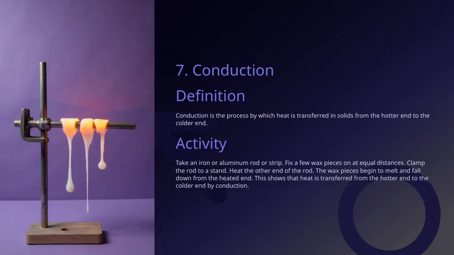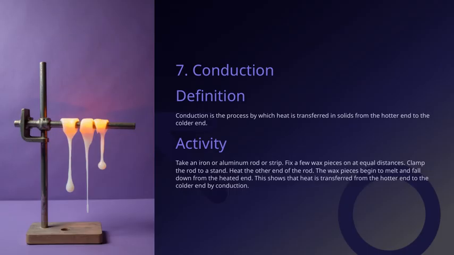Take an iron or aluminum rod and fix a few pieces of wax at equal distances along its length. Clamp the rod securely to a stand and then heat one end of it. What you'll observe is that the wax pieces start to melt one after the other, beginning from the heated end and moving toward the cooler end. This melting shows us that heat is being transferred along the rod through conduction.